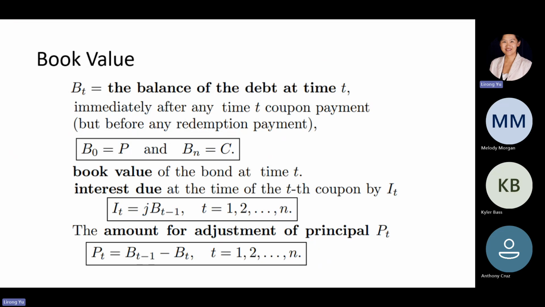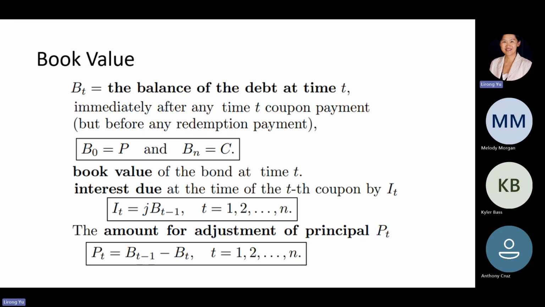Anyway, we are talking about when we do have coupon payments. So suppose we have N coupon payments. Then for every coupon payment, you have to consider how much interest is being paid and how much principal is being paid. So here we have the formula. The interest payment is the previous book value multiplied by the interest rate. That's your It. It is the interest in the t-th payment. That's how much interest is in the t-th payment. And then Pt is calculated by Bt minus 1 minus Bt.